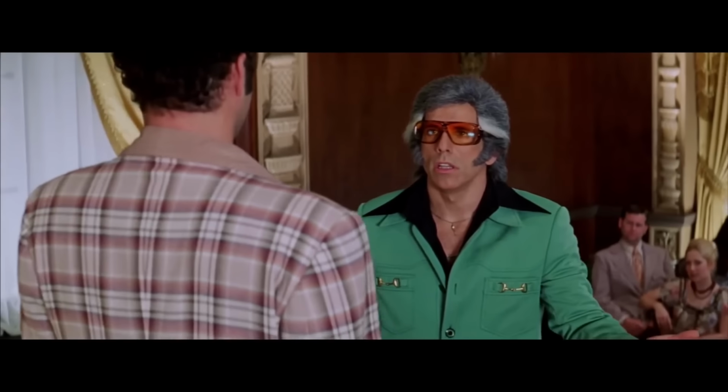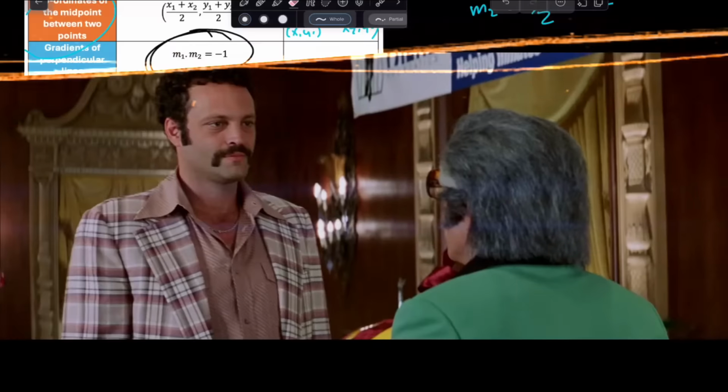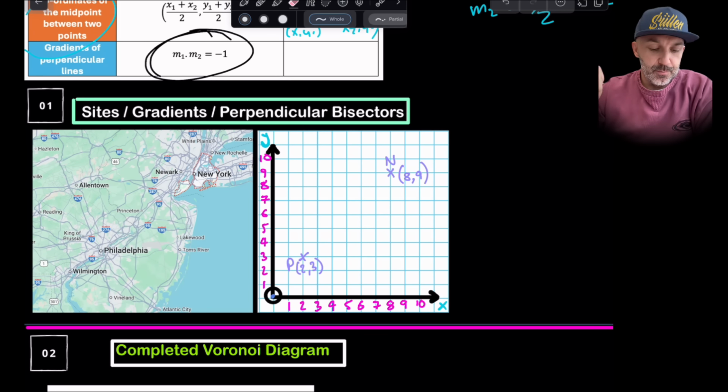Do it. Do it. Okay, so on this section here, we're going to look at sites, gradients, and perpendicular bisectors.